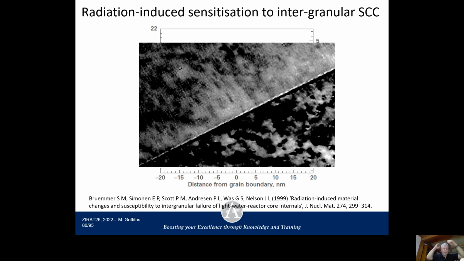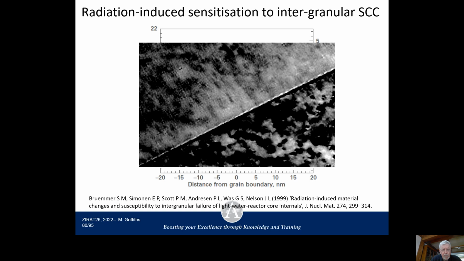So what happens in the reactor? Well, there's been quite a bit of work on SCC, IASCC, and I should call this IASCC. And this is a summary of some work by Brummer et al. showing that once you irradiate a material, you can get a condition where you get some depletion of chromium at the grain boundary.